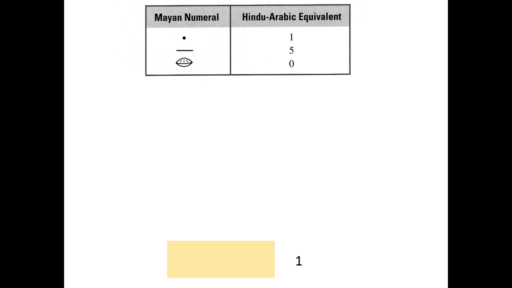So, how did they arrange these symbols? Well, since they arranged them vertically, the grouping of symbols that is furthest on the bottom represents ones. The grouping that is just above that represents groups of 20. And here's the exception to the rule. The grouping above that does not represent groups of 20 times 20. It represents groups of 18 times 20, or 360s.